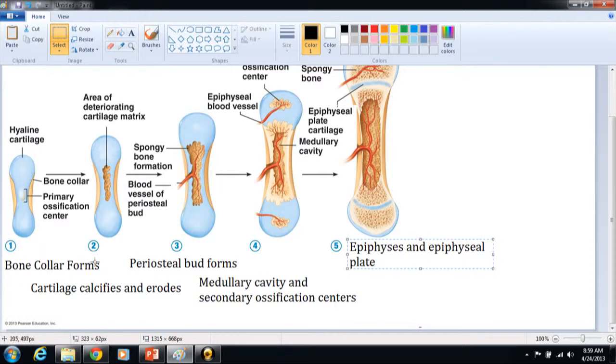Okay, step one, bone collar. Step two, cartilage calcifies and erodes, creating cavities. Step three, periosteal bud forms and brings nutrients for the osteoblasts to start secreting bone matrix. Step four, we have a medullary cavity in the diaphysis, and secondary ossification centers start to form, where secondary periosteal buds are innervating the cartilage. And the last step, you have your epiphyseal plate and the epiphyses fully ossified.